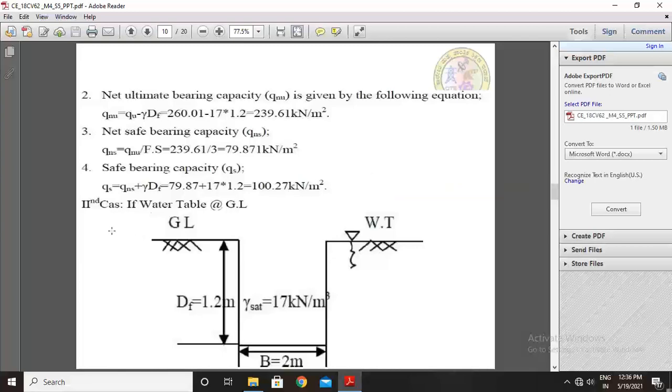Now solve the second case, if the water table is at ground level. Draw the same diagram, but here locate the water table at the ground surface. So how do we calculate the SBC? Let us see.